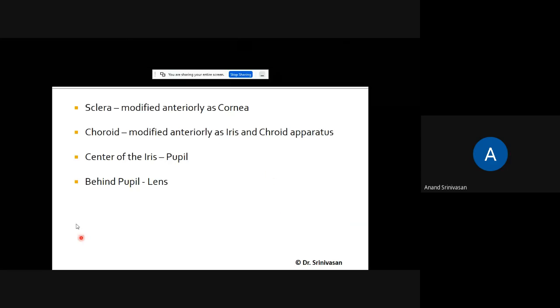Here I just described the same thing. The sclera is modified anteriorly as the cornea. The extensions of the choroid are modified into the iris and the choroid apparatus. The spelling is wrong here, just change it to C-H-O-R, the same spelling. The choroid apparatus is composed of the ciliary body and ciliary process. Between the two irises is the pupil, and behind the pupil is the lens.